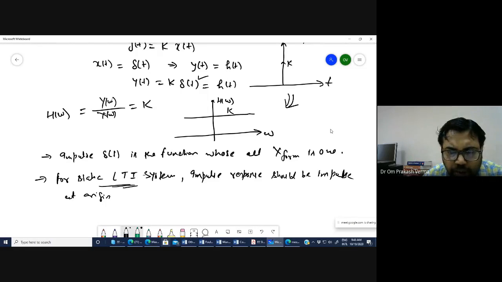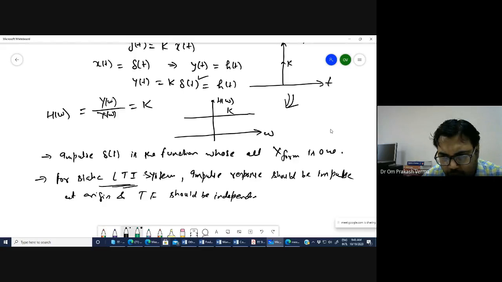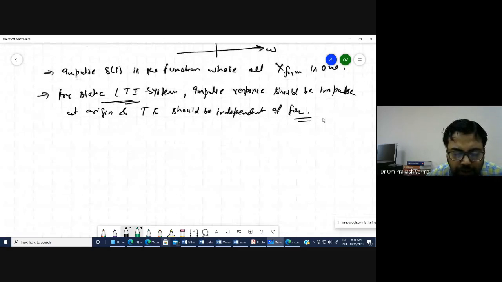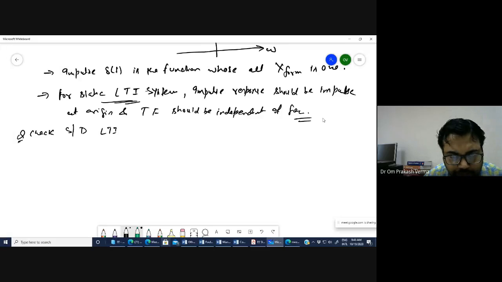However, in the case of the frequency domain, you can say that the transfer function should be independent of frequency. So this question may be asked in your exam. Let's say I'm giving one example, and comment on the static and dynamic nature of the LTI system. Check static and dynamic of the LTI system.